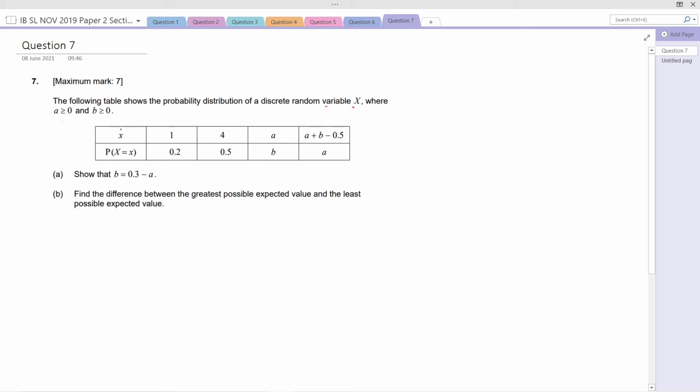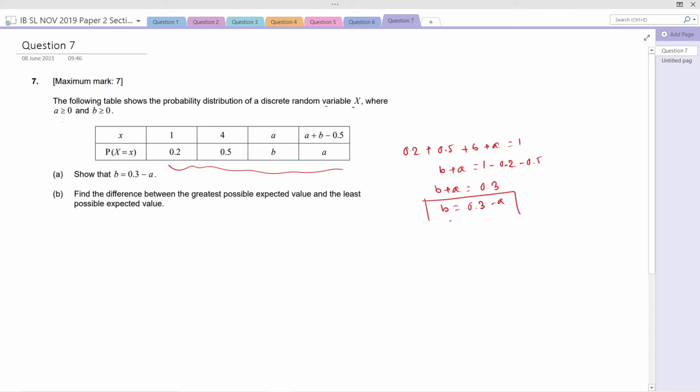So these are the probabilities, and we know that the addition of the probabilities will be 1. So 0.2 plus 0.5 plus b plus a equals 1. Now b plus a equals 1 minus 0.2 minus 0.5. So b plus a equals 0.3. So b equals 0.3 minus a. So the first question is proved. Now we will move towards the second question.